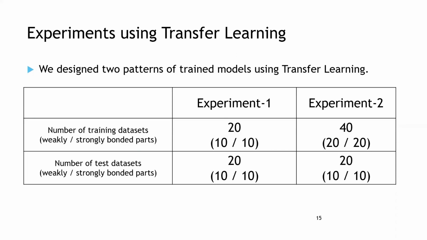We designed two patterns of trained models using transfer learning. The two patterns have different numbers of training data, and we call them experiment 1 and experiment 2 respectively in this experiment. Experiment 1 has 20 training data, and experiment 2 has 40 training data. We used the same recording device and tiled test specimen as our previous study.